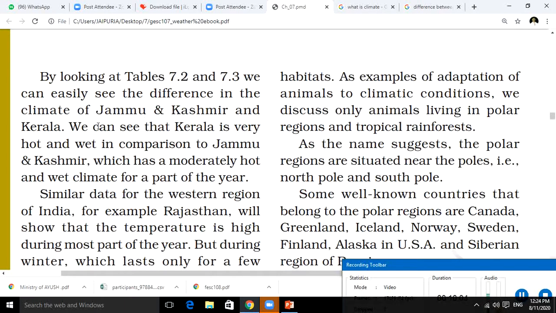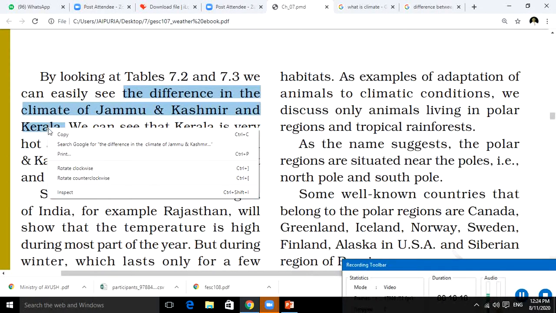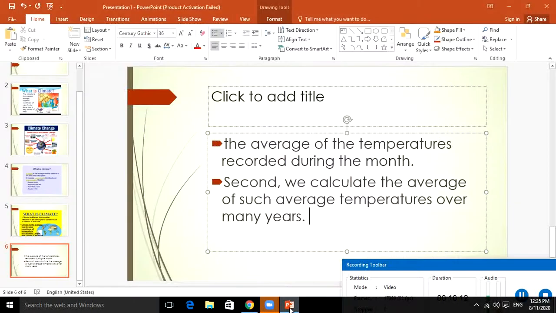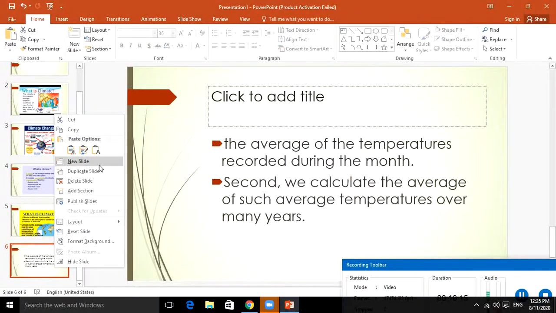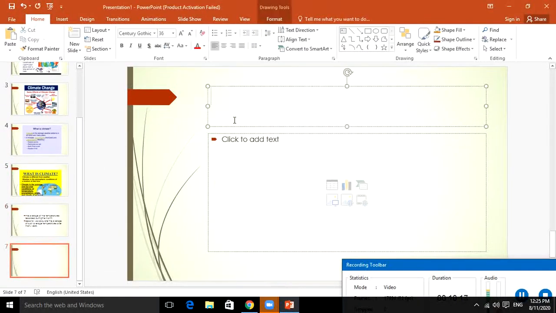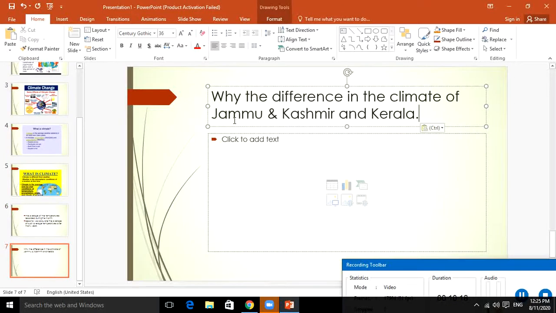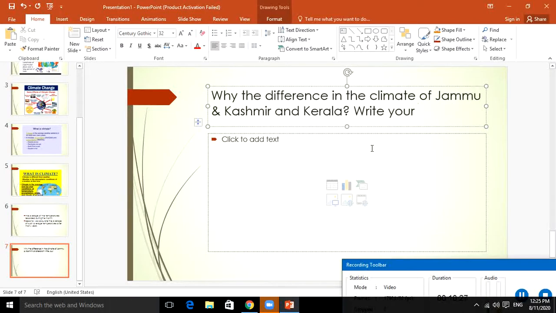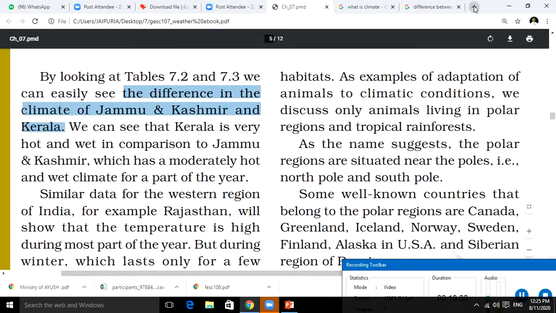So why is there a difference in the climate of Kashmir and Kerala? This question I am giving you, you have to write me the answer. So please write the answers. Why is there a difference in the climate of Jammu and Kashmir and Kerala? Write your answer. I am giving you this chance, and maybe you are able to find it out.